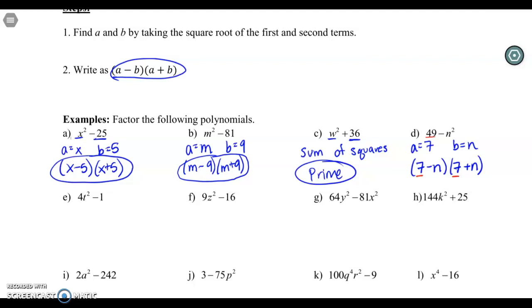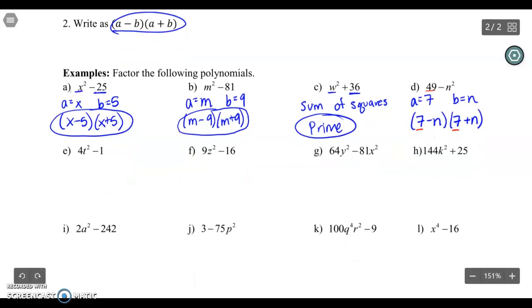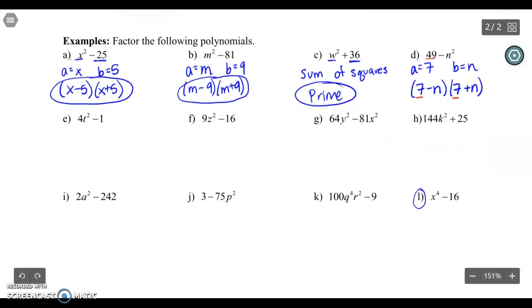I'm going to let you guys go through the next set of examples. I want to jump down to the very last one. It's one of my favorite ones to do, this x to the 4th minus 16. Because it looks super complicated, but we can actually factor this fairly easily. So this is a difference of squares because the 16 is just 4 squared.